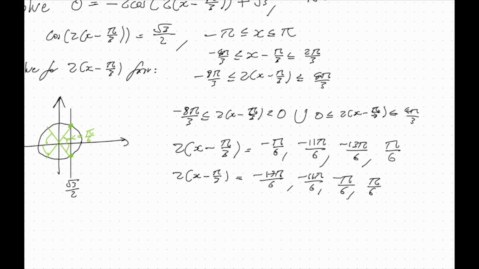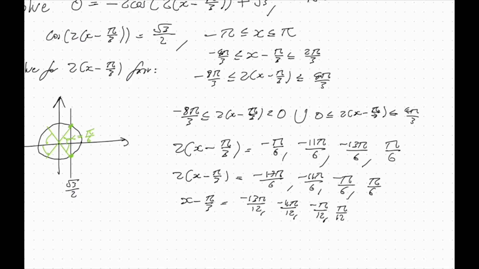See that? And then now what I'll do is I'll solve for x. So we're going to basically divide by 2 for each of our solutions here, and find x minus pi on 3. That's going to give me minus 13 pi on 12 here, minus 11 pi on 12 here, minus pi on 12, and pi on 12.